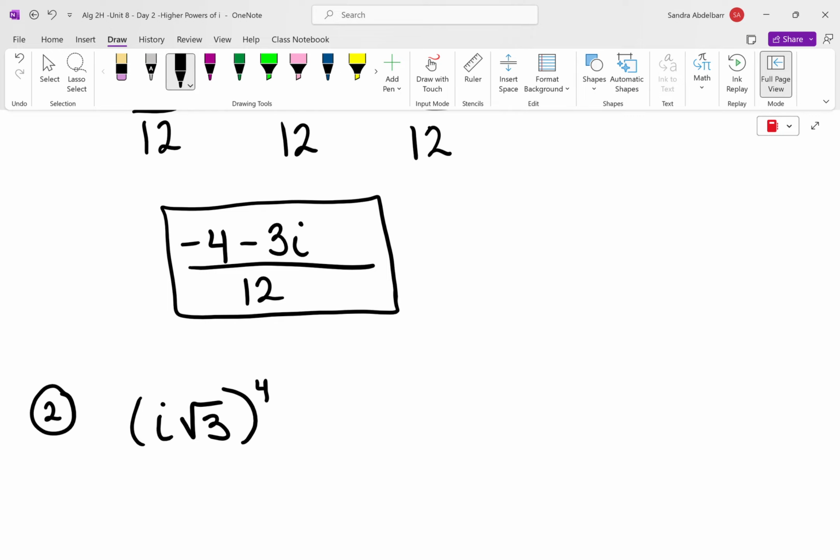Can I distribute in that exponent? Yeah, how come this time I can, but a lot of times I tell you we can't? Good, because this is a monomial. So what does this become? This becomes i to the 4th times the square root of 3 to the 4th.